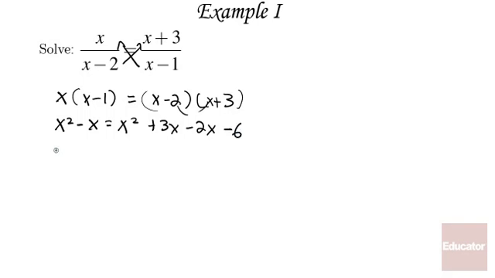Further simplify, this gives me x squared minus x equals x squared, 3x minus 2x gives me x, minus 6. Okay, I can subtract the x squared and x squared from both sides.